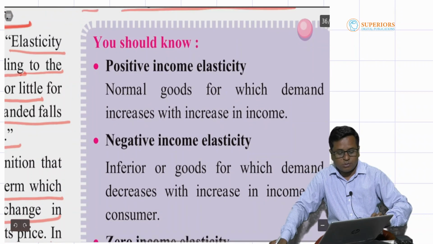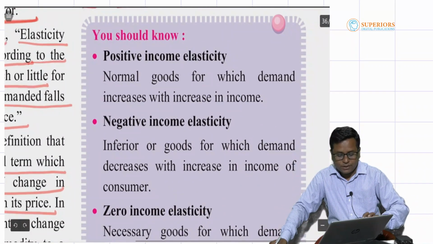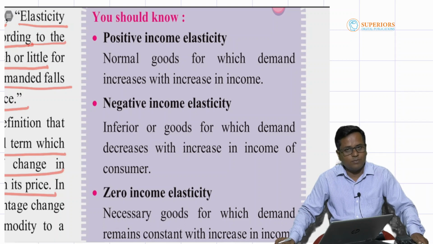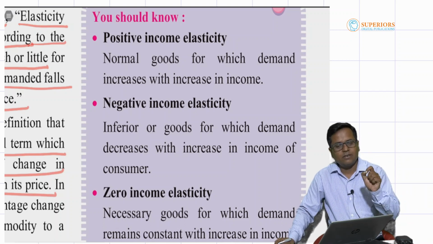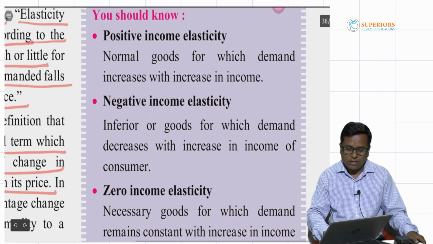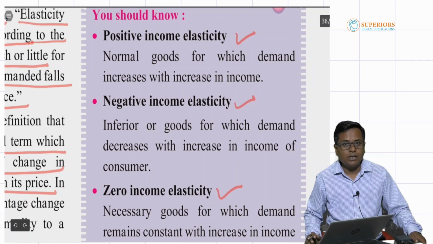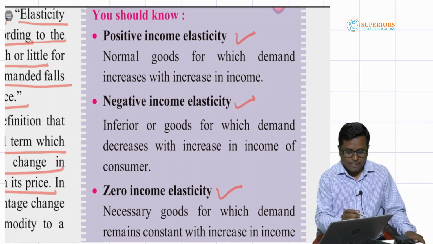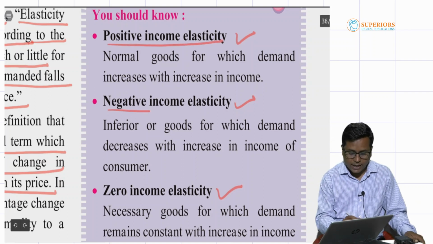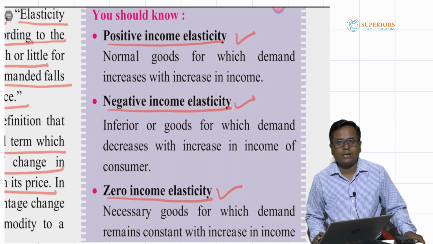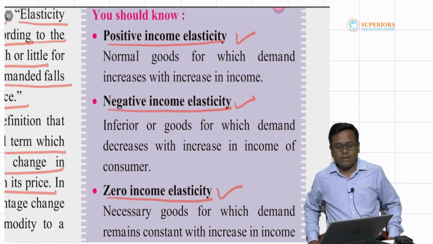According to the degree of responsiveness of quantity demanded of a commodity to the change in consumer's income, there are three different types of income elasticity of demand. Ekhadya vastucha degree of responsiveness nemka kiti aahe tyacha anusar income elasticity che teen vegvegle types aplyala ithe disun yetil: positive income elasticity, negative income elasticity and zero income elasticity of demand. Number one, positive income elasticity of demand.